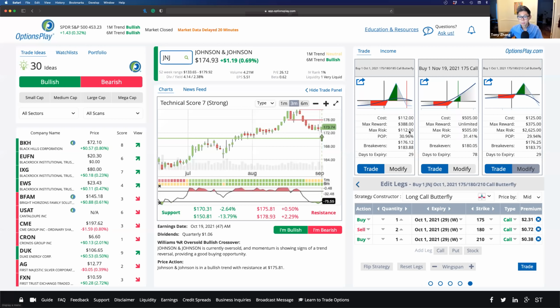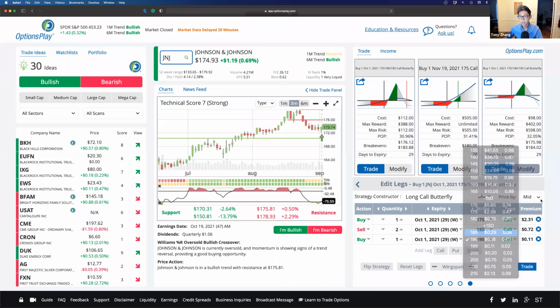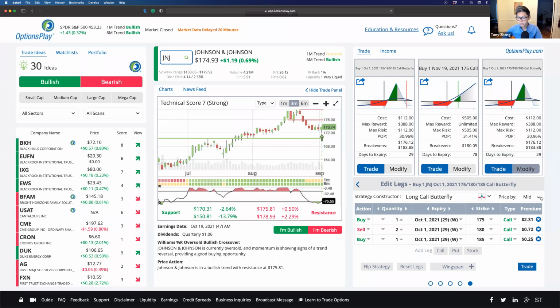As you can see, my max risk is substantially higher now, and my cost is substantially lower now. So there's just a lot of different ways that you can play around with this and try out different techniques to see where you can maximize your gains and losses on these types of strategies.